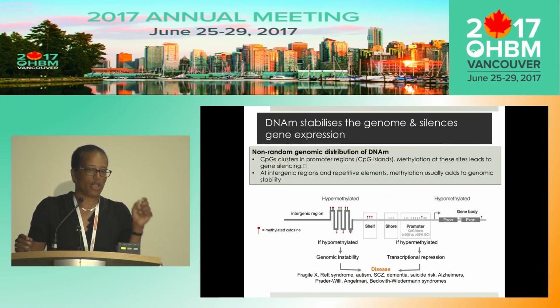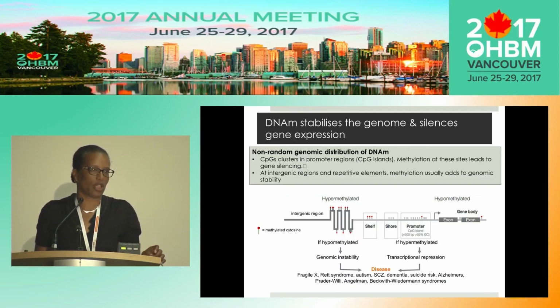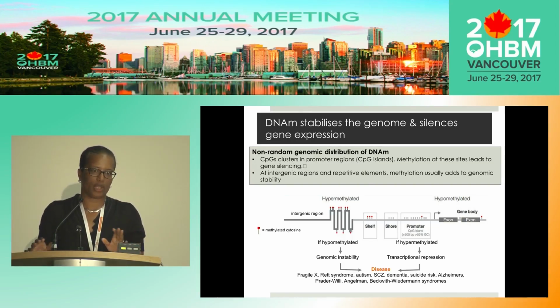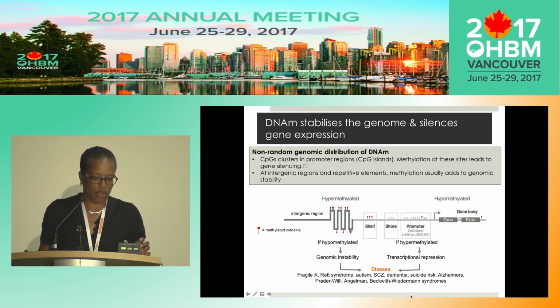So what is the role of DNA methylation in the genome? One thing that we should be aware of is that DNA methylation is not regularly distributed throughout the genome. There is a non-random DNA methylation occurring at genomic locations. It is very common that there are clusters of CpG methylation sites around promoter regions in the genome, and these are called CpG islands.